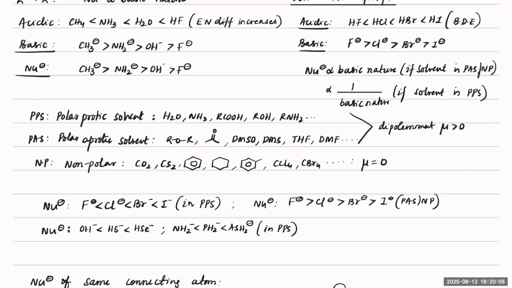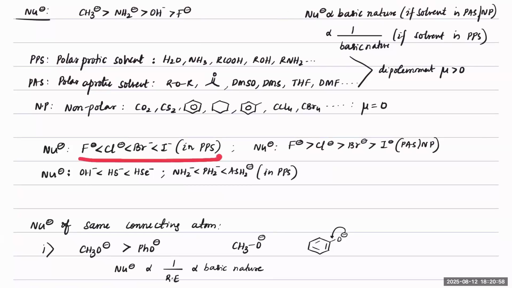So I have written that here. You can see the nucleophilic order in PPS, polar protic solvent, and in PAS or NP. Same way in PPS, this is for group 16, this is for group 17. All right. Please check. Did you get this or no?